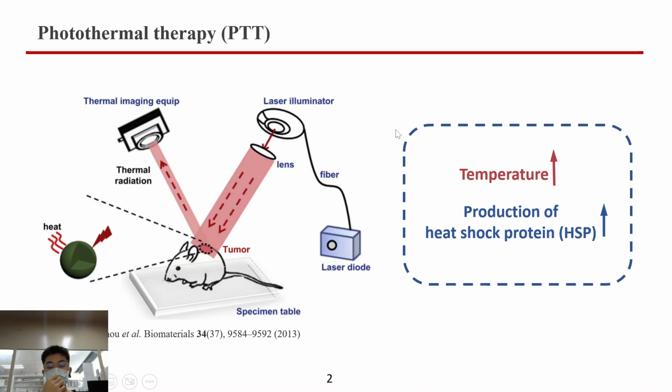But the problem is, when the temperature of the cells increases, it will produce a kind of protein called HSP, heat shock proteins, to prevent the temperature of the cells from increasing too much. So my project is to enhance the photothermotherapy by accompanying it with the inhibition of the heat shock protein to enhance the therapeutic efficacy.